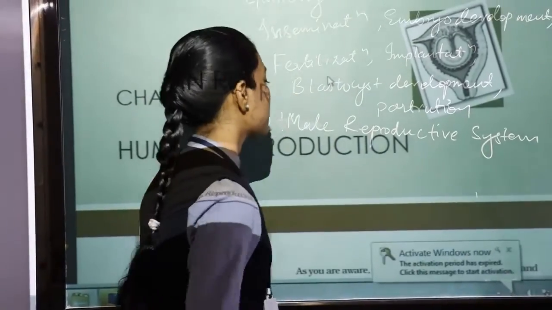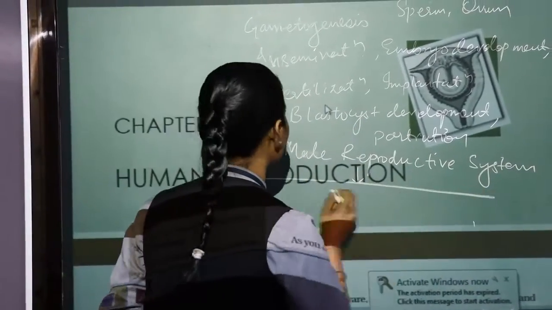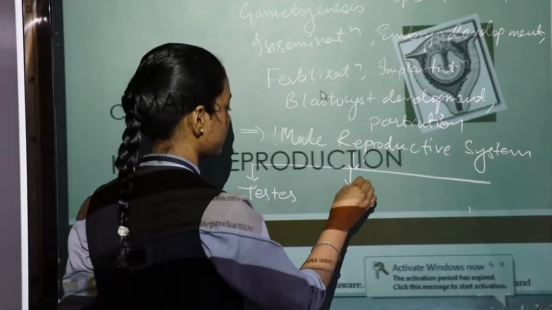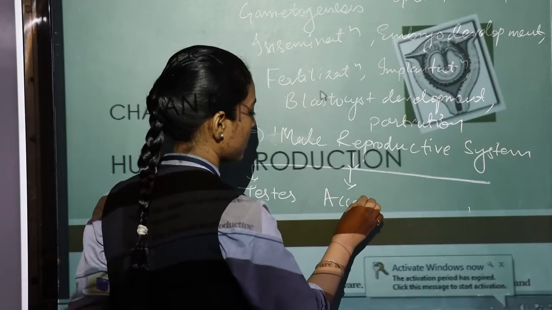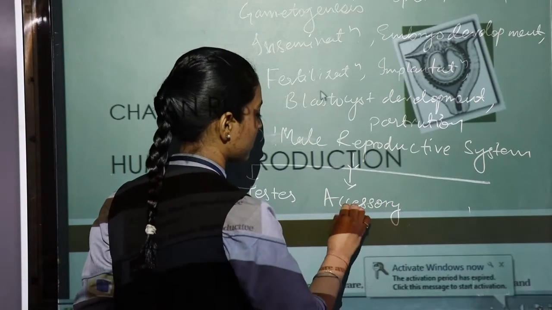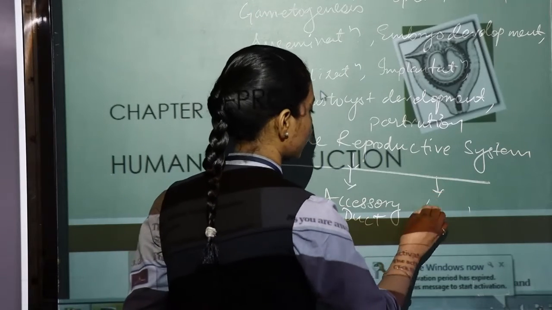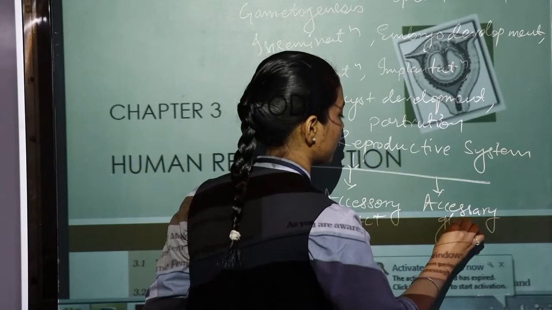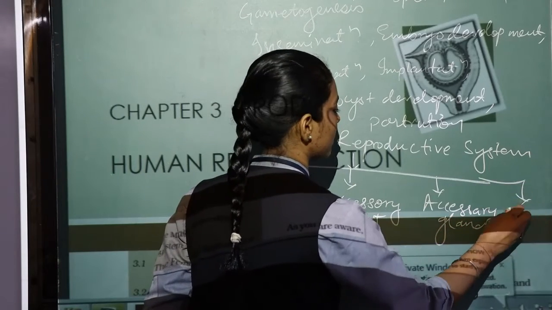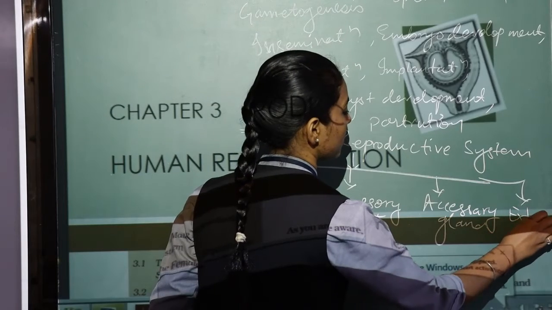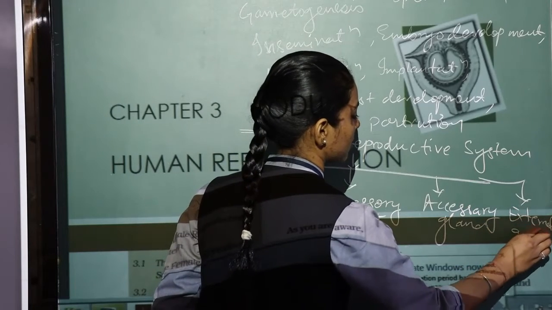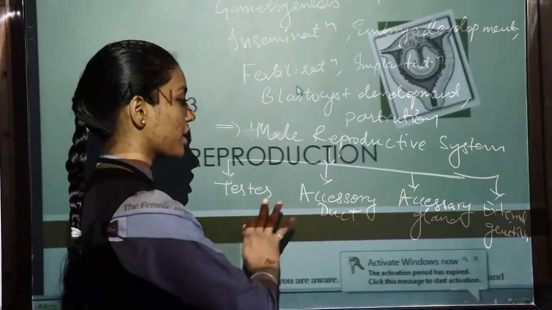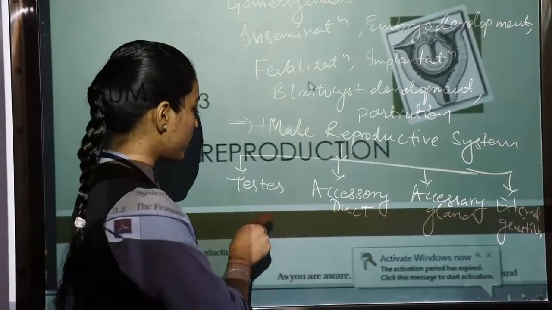Now, in the male reproductive system we are going to see the testis part, okay, then the accessory ducts, okay, accessory glands, and the external genitalia, okay. So, the male reproductive system is divided into 4 broad categories, okay. I hope you are getting this.